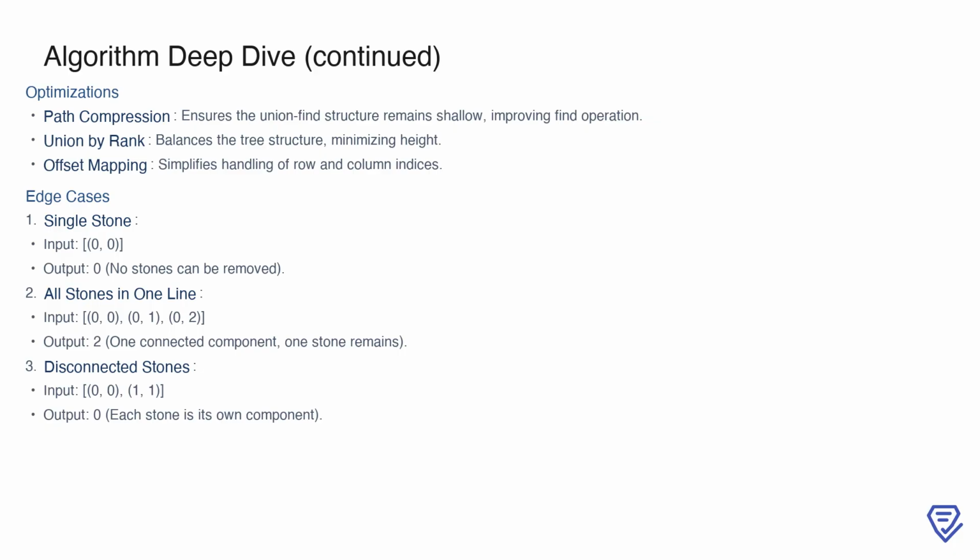It's also important to consider edge cases. For instance, if there's only one stone, no removals are possible, so the output is 0. If all stones lie in a single line, only one connected component forms, and the output is the total stones minus 1. Finally, if the stones are completely disconnected, each forms its own component, and no stones can be removed. These scenarios demonstrate the robustness of the algorithm in handling different configurations of stones.